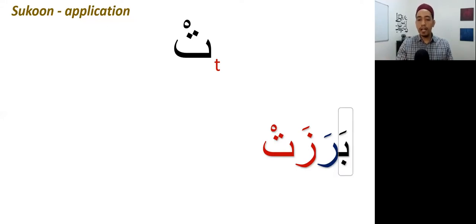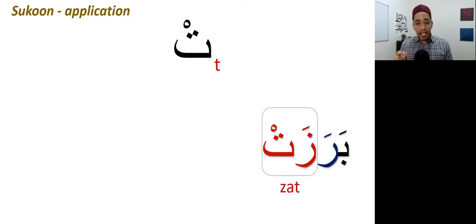Okay, let's see. Ba, ra. Remember we said the ra is going to be ra, like rock, ra. Ba, ra. Then here, we have a letter with sukoon. We're not going to say zat, zat. No, one syllable, zat. So it's important to take note of two things when reading a sukoon. The first thing is the sound of the letter which has the sukoon. In this case, it's t. And the second thing is the letter before it. What the letter is and what vowel does it have? In this case, it's the z. Now, we covered the letter before, so you should have no difficulty with the letter z. Then we add the letter with the sukoon as one unit, as one syllable, zat. So, ba, ra, zat.